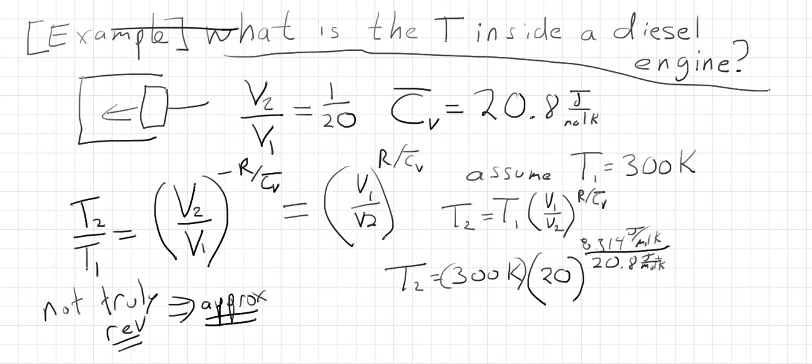And notice that the units do cancel, and they have to, because we can't actually have units in an exponent. And when we do the math, we get 993 kelvins. Okay, or if we convert this, that is around 720 degrees C. And that's quite hot, and it's plenty hot enough to ignite the fuel-air mixture, which is why diesel engines do not need spark plugs.